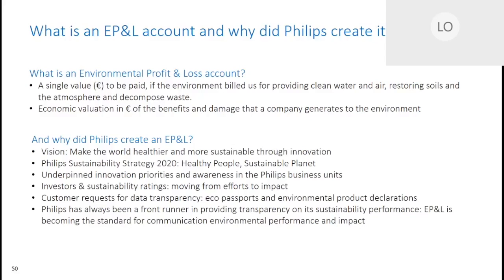Secondly, we also see more and more customers asking for data transparency. So we have eco passports and environmental product declarations, which tell something about the products that we make, but it doesn't tell the overall picture. So we also saw an increase in that one. And the last bullet is that we've always been the front runner in providing transparency. We're number one in the Dow Jones Sustainability Index on effort, but also in all kinds of other ratings. We're often number one or close to number one. Next slide, please.